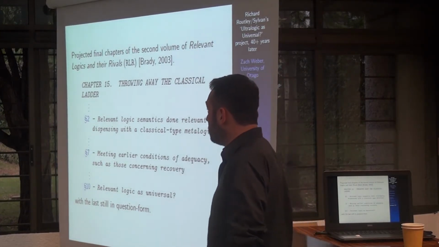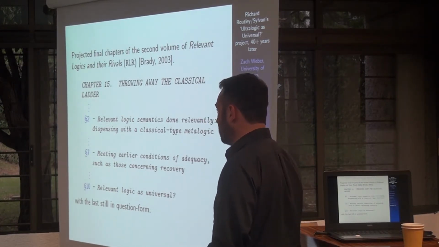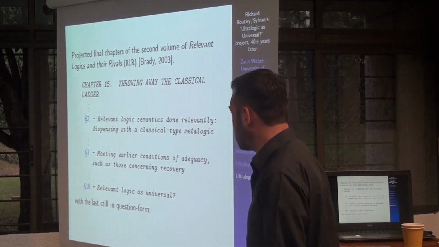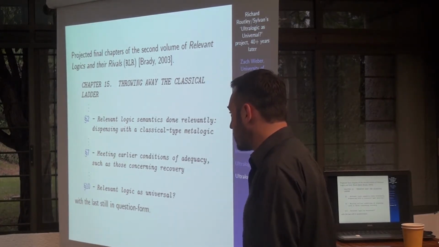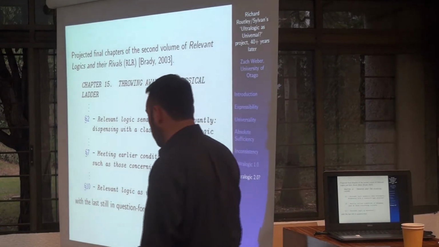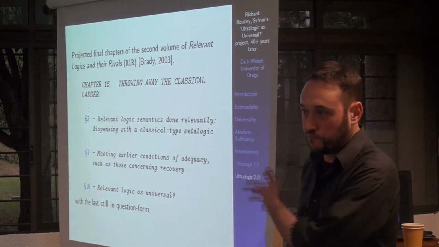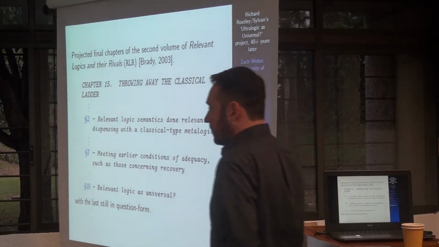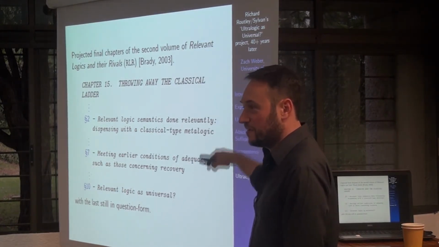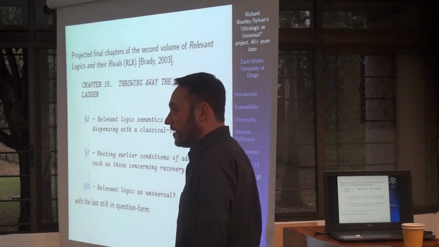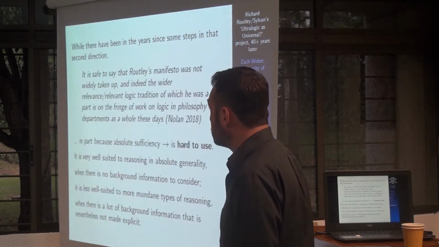The last chapter projected for RLR2 is called Throwing Away the Classical Ladder, and it includes such chapters as Relevant Logic Semantics, Done Relevantly, Dispensing with a Classical Type Metalogic, Chapter 7, Meeting Earlier Conditions of Adequacy, such as those concerning recovery, and 10, Relevant Logic as Universal. So Ross Brady has some boxes with some stuff in it, and I asked Ross, is there anything along these lines? And the answer, he says, is no. So this was just a projection, but that's where Routley Sylvan saw this going.